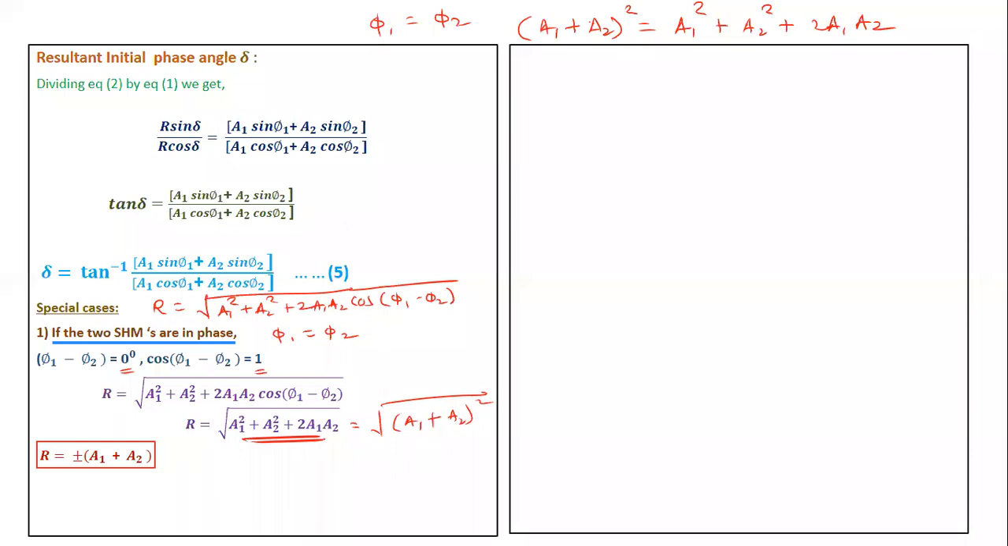In that also, if both the SHM are having the same amplitude, if we consider that A1 and A2 both are the same, we can represent it by A. Then if I substitute here A1 and A2 as A, then here we get A plus A is 2A. This is the resultant amplitude.